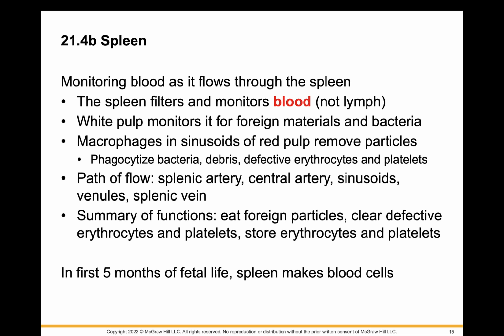Now, remember, the overall function here is to remove foreign particles and digest via macrophages, get rid of defective red blood cells and platelets, but also you might refer to the spleen as the red blood cell graveyard. Okay, that kind of is where we see clearing defective red blood cells and so on. But it is also an area where we find a storage of erythrocytes and platelets. When we look at the first 5 months of fetal development, the spleen actually plays a role in the production of blood cells.